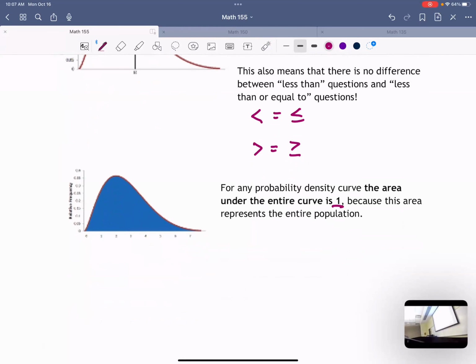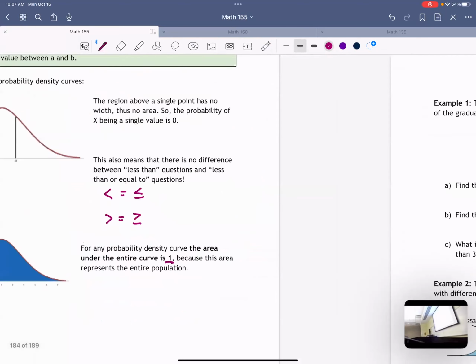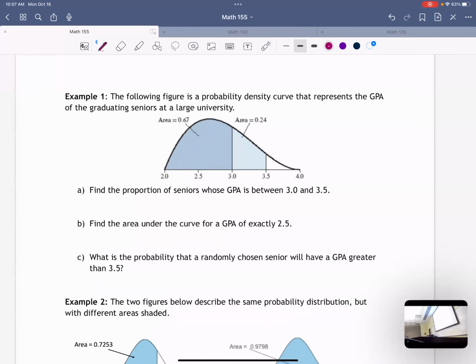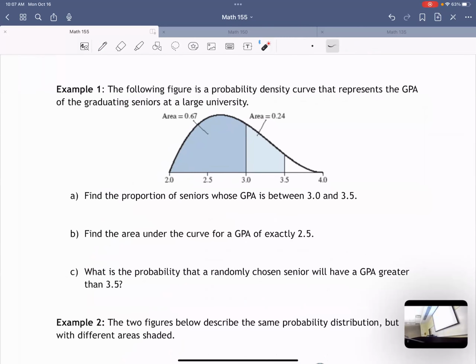Okay. All right, let's flip over to the next page and let's talk about how we can use these density curves to figure out certain probabilities, okay? All right, let's take a look at example number 1. Here we have a probability density curve. It represents the GPA of all these graduating seniors out of school. You can tell that a lot of people are towards the lower end of things, a couple people with 3.5s and above, but we have it all graphed here, okay?